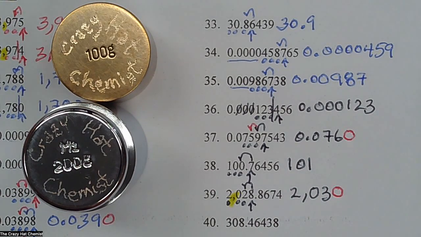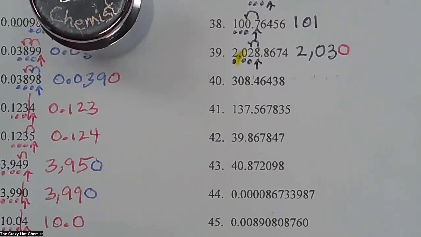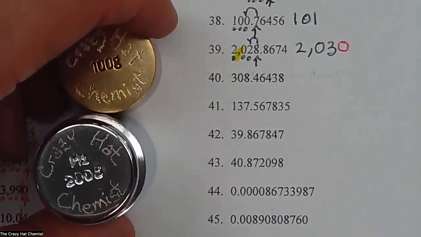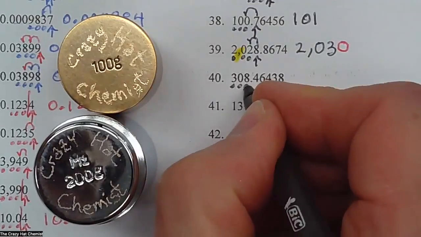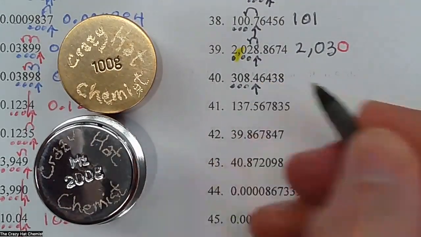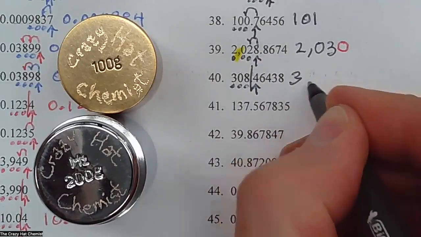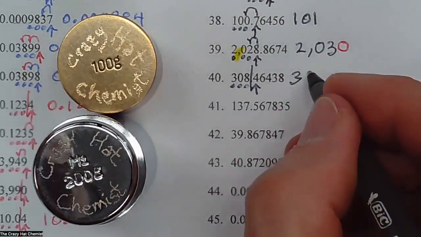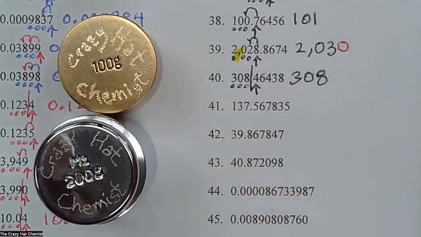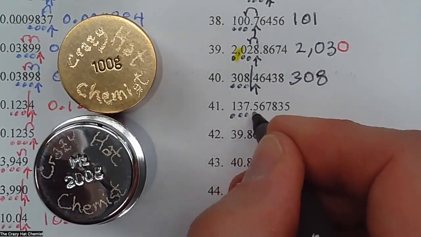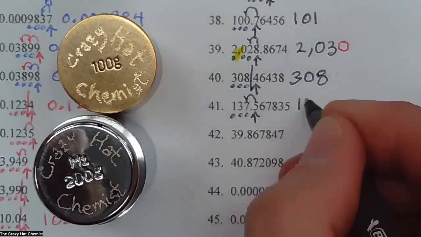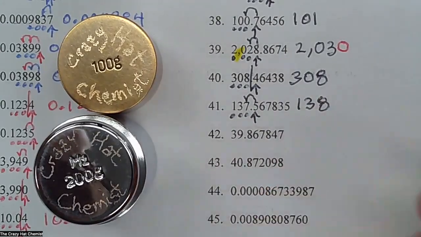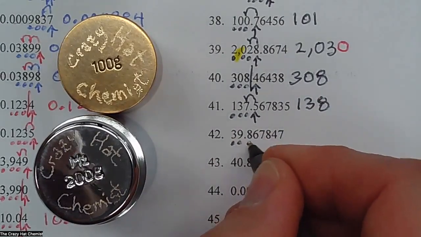All right, let's scroll this up and do some more problems because we are just having way too much fun. Okay. So here we go. 1, 2, 3 significant figures. Rounding with the 4, I'm going to chop or truncate the number because that 4 is less than 5. 308. 1, 2, 3 significant figures. Rounding with the 5, that's 5 or greater. Add 1 to the preceding digit. That becomes 138.